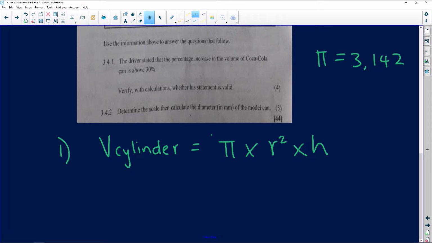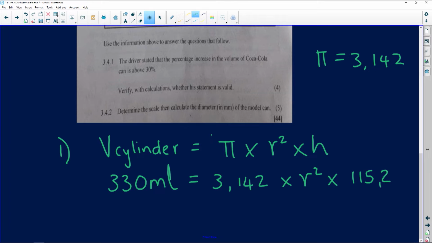First things first, we have the volume of the cylinder. The volume of the cylinder is 330 milliliters. So I'm just going to write it over there. And then we've got pi, which is 3,142. We don't have a radius. So I'm going to leave that as it is. And we have a height, which is 115.2 millimeters. Okay, that looks visible to me.